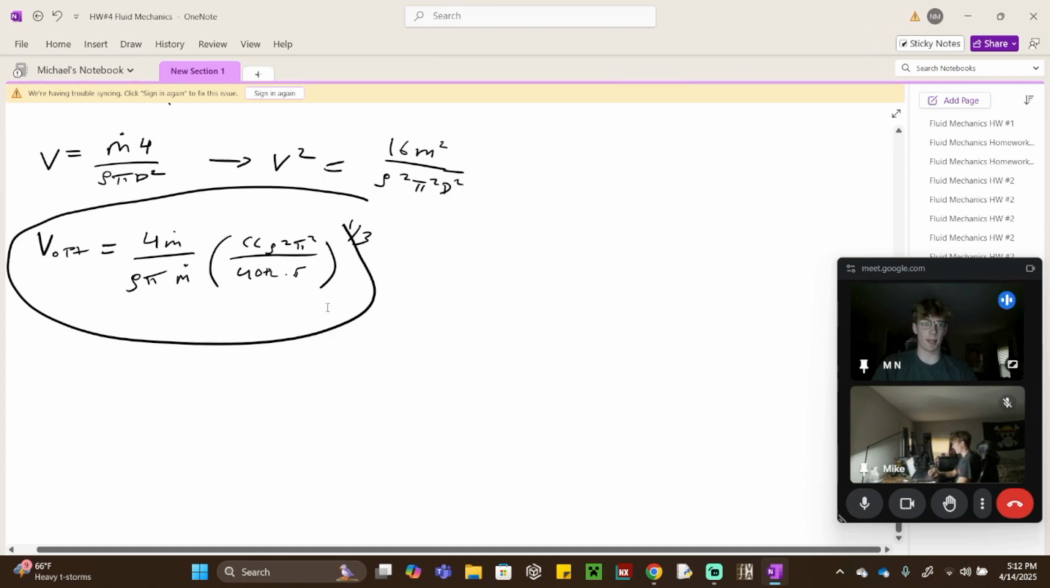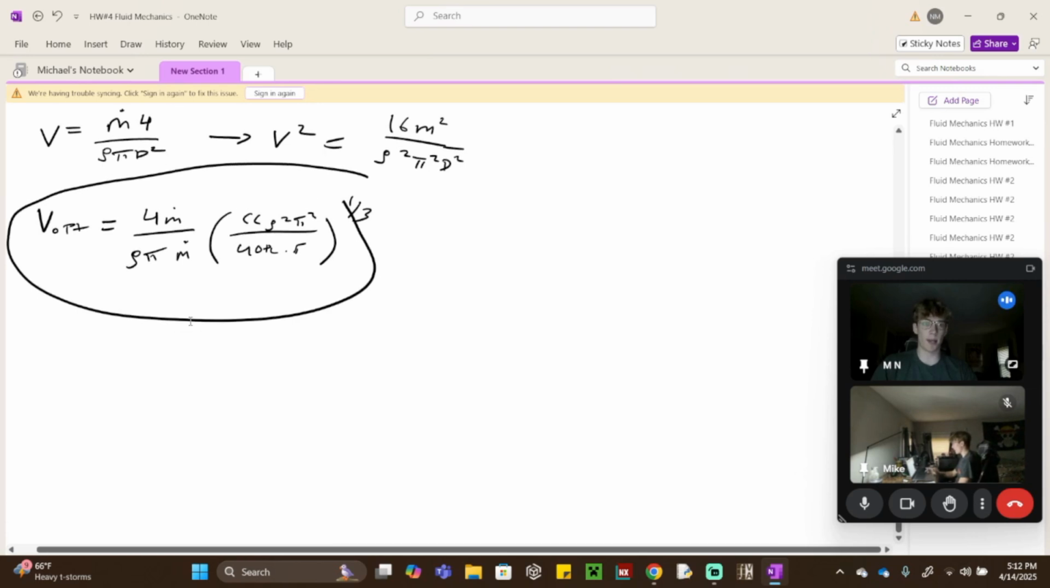The only thing that can affect this is if the density of the fluid changes. So for example, air has an optimal velocity of 12 meters per second roughly due to its lower density.